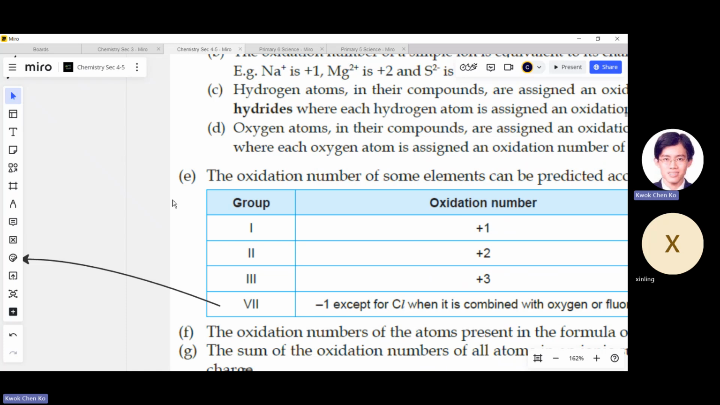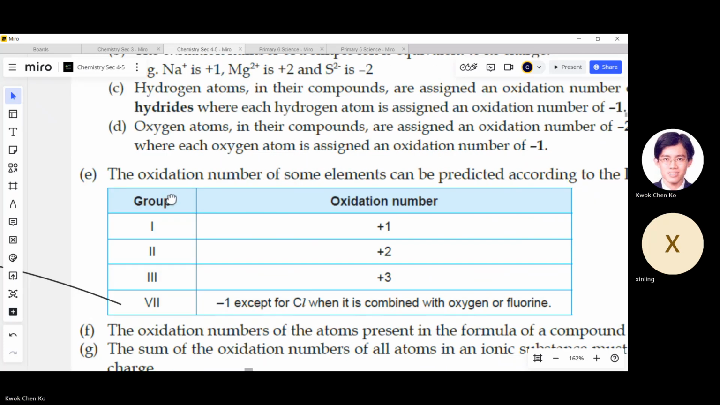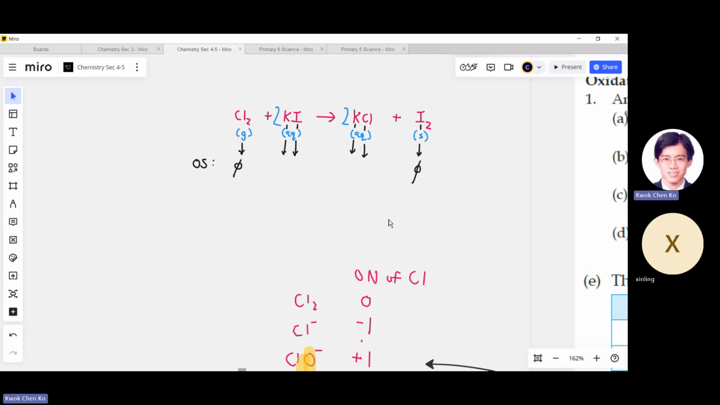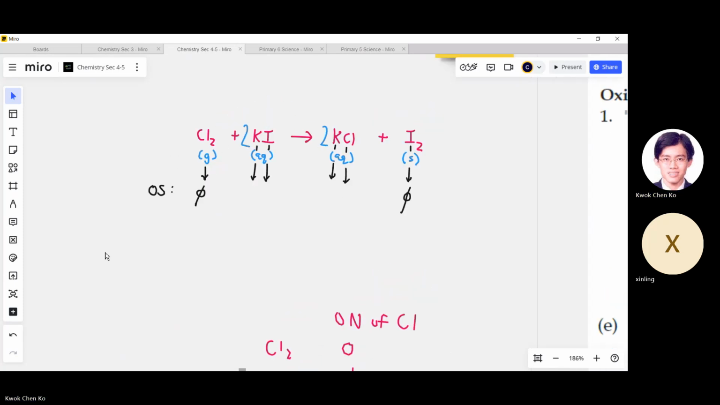Is there any group 1 elements? Any group 1 elements in your reaction here? Michelle, any group 1 element? Oh, okay. Which one? Yes, potassium is a group 1 element and it's in compound form. It's not in a pure element form. So I can write +1 and +1. Reminder to everyone, make sure you have the plus there. You cannot simply write 1. Make sure the plus is there.